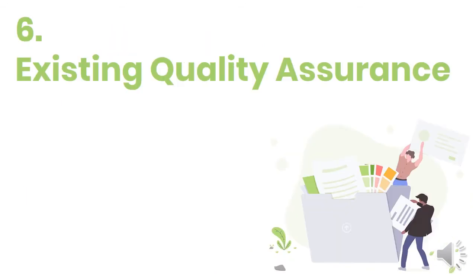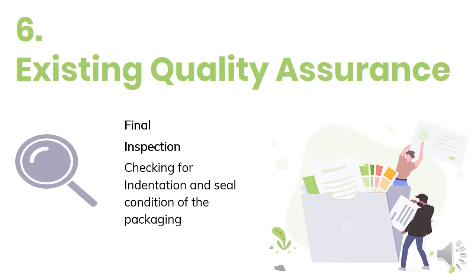products. The next part is about quality assurance, which is a method used by the SME to assure their quality. The method used by this SME is final inspection, which is checking only for indentation and seal condition of the packaging, without measuring the volume or weight of the product.